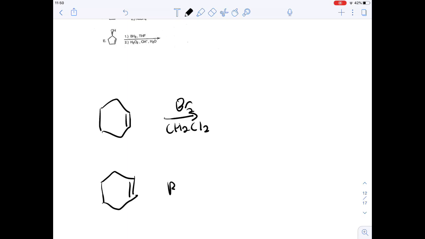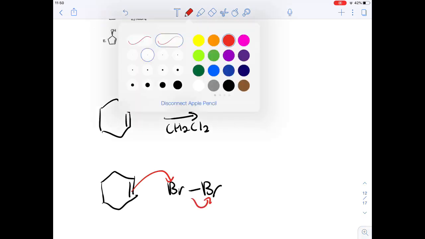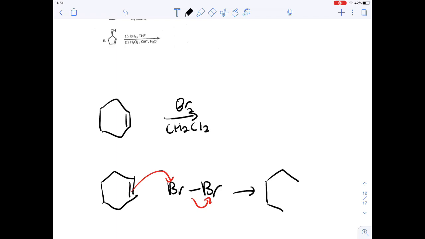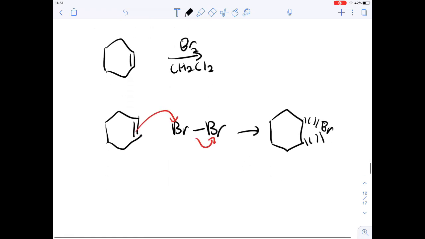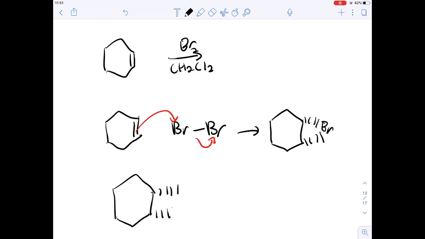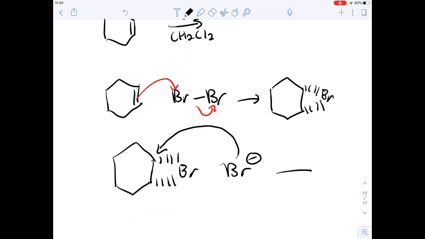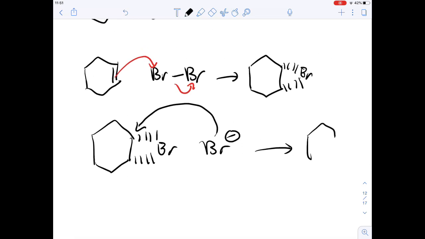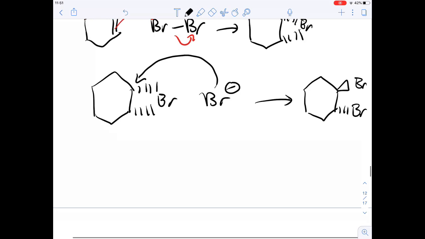The first step is going to be the electrons coming and attacking one of the Brs. In this case, I'm just going to put it on a dash again. Doesn't matter. And then the second Br is going to attack either side of this ring. I'm going to pick up here, and it's going to attack on the opposite stereochemistry from the original Br. And that gives you Br on a wedge and Br on a dash.